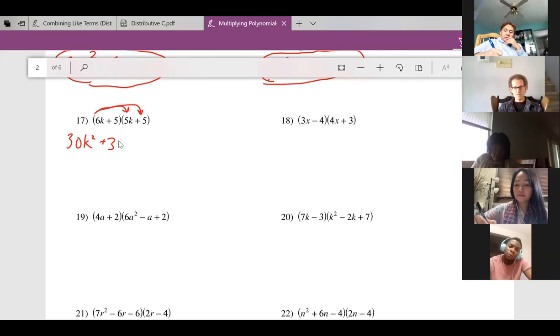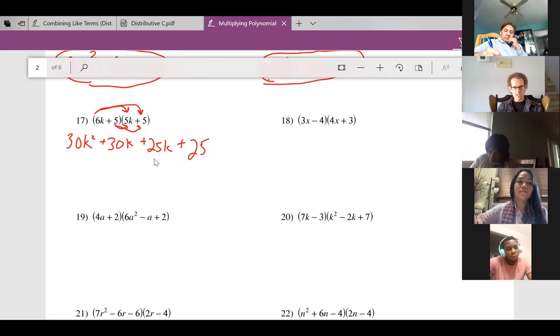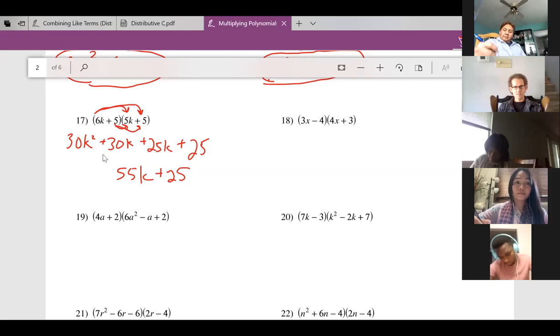5 times 5k is just going to be 25k, and 5 times 5 is just 25. Okay, your second step is to look for like terms. I've got a 30k and a 25k. If I put these two numbers together, you should get 55k. 25 has no like terms, so just copy it down. And 30k squared has no like terms, so just copy that one down.